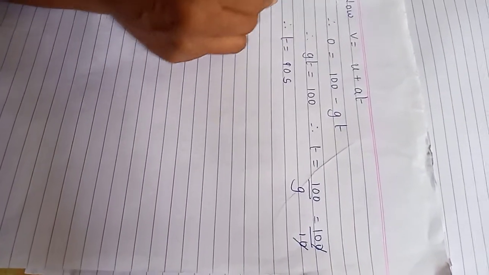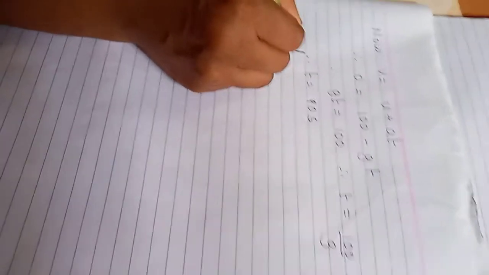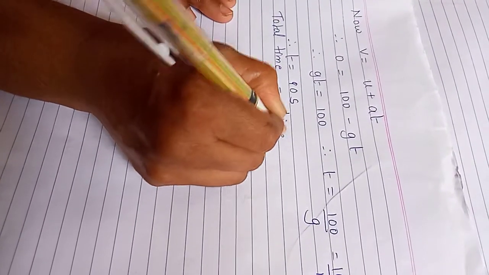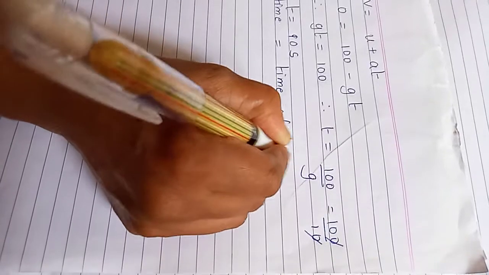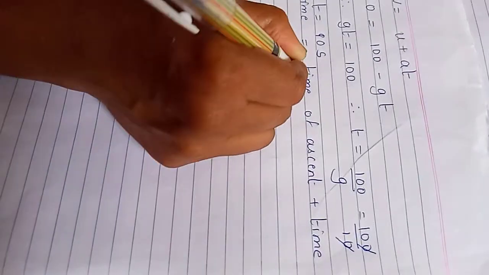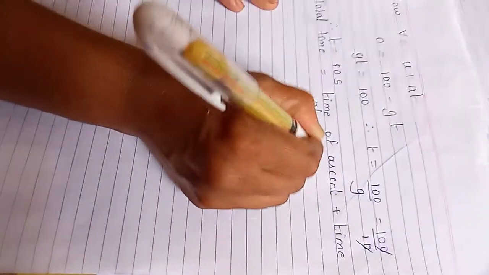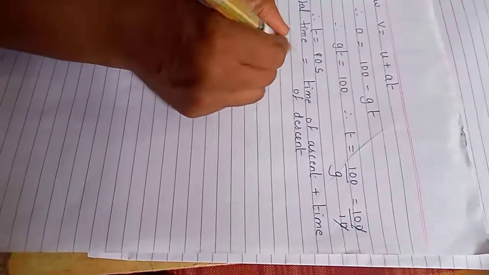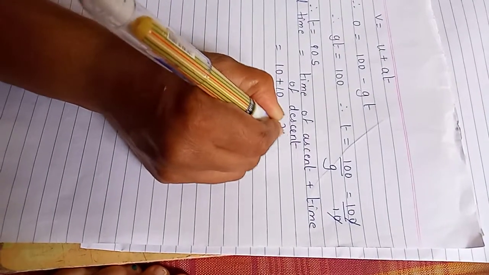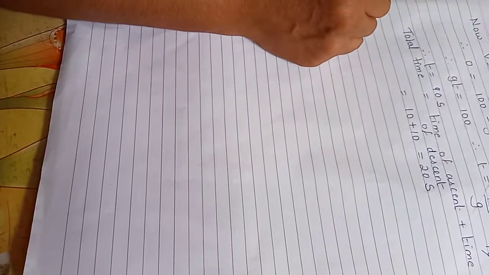This is not asked here. Total time is equal to time of ascent, that is going up, plus time of descent, that is coming down, which is the same. 10 plus 10, that is 20 seconds. You can refer to the answer, students. You'll get it correct.